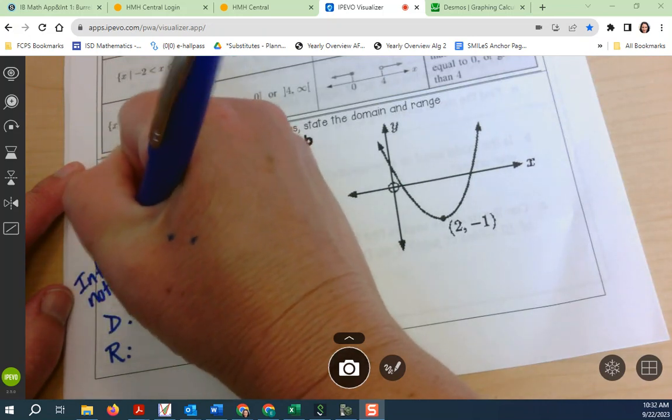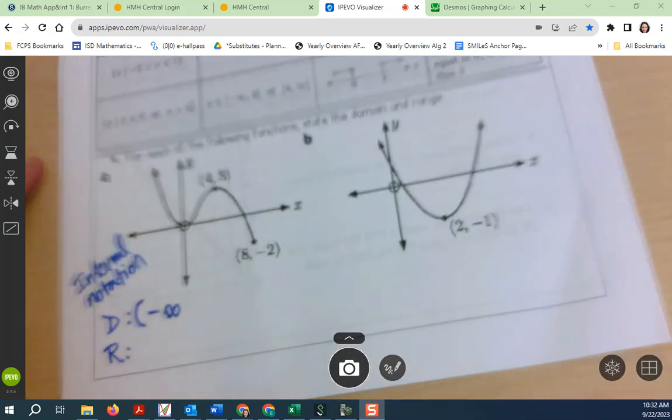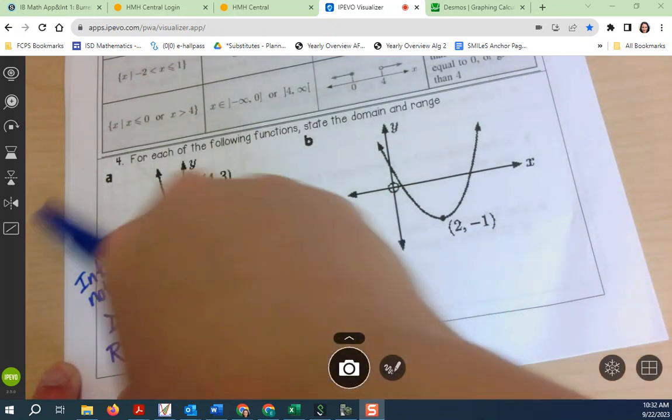Okay, in interval notation, remember, which is not listed up here, we use a parenthesis to indicate a number that is not included. Why is negative infinity not included? It never stops. You can't get to negative infinity. You can only head towards it. All right, so the left side is at negative infinity.